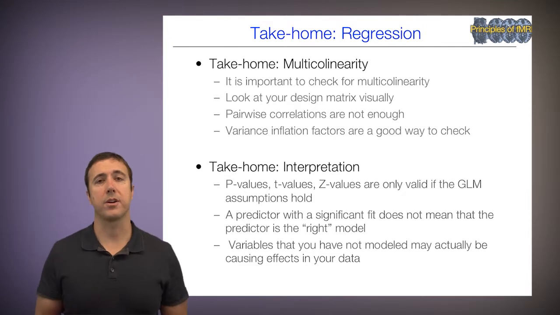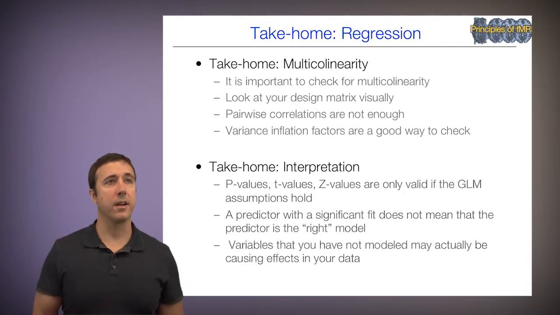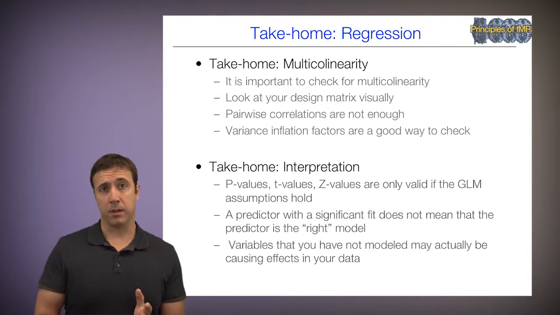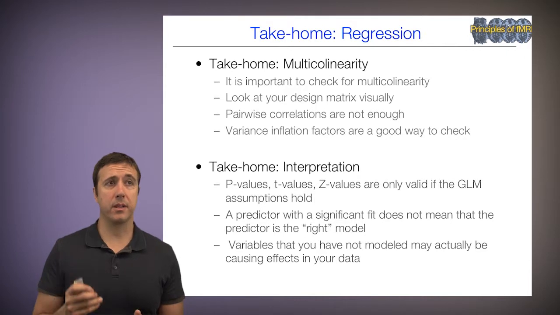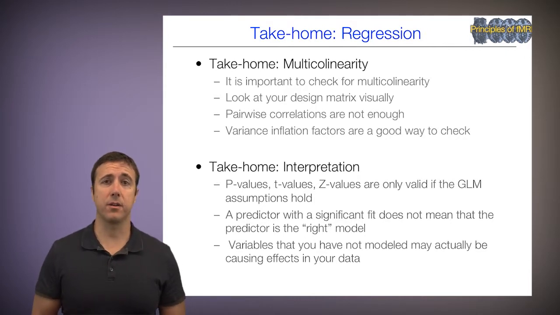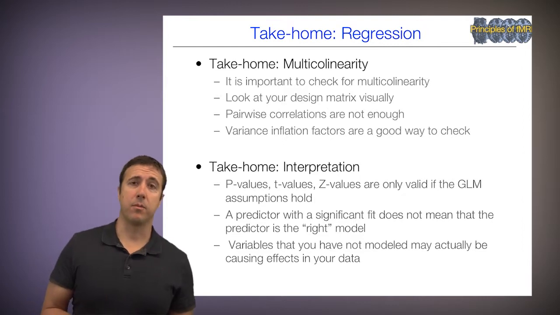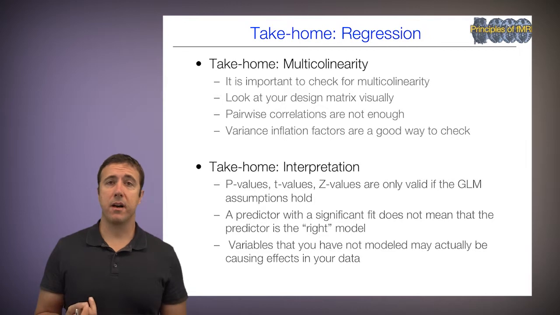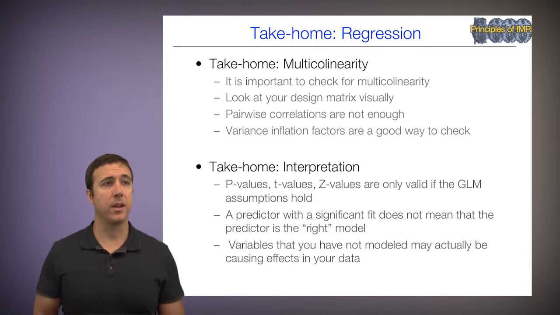So here's a take-home on regression. First, on multicollinearity, it's important to check for multicollinearity, and it's easy to do. Look at your design matrix visually, look at the pairwise correlations, but also look at the variance inflation factors because they're giving you some unique information. And some take-homes on interpreting p-values and making inferences. The p-values and their corresponding effect sizes, t-values and z-values, are only valid if the GLM assumptions hold, and we went through a number of those.